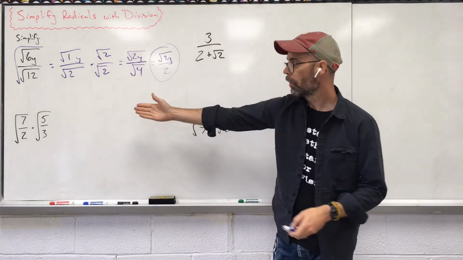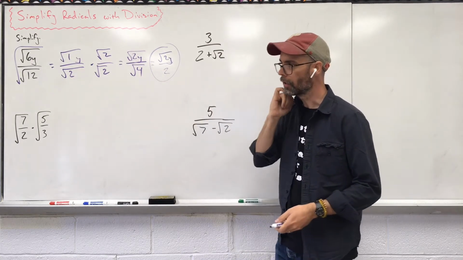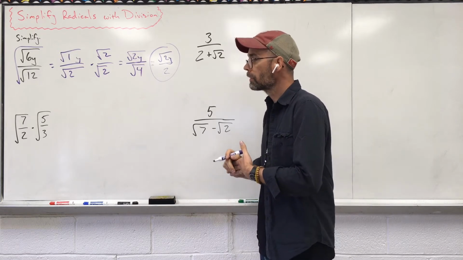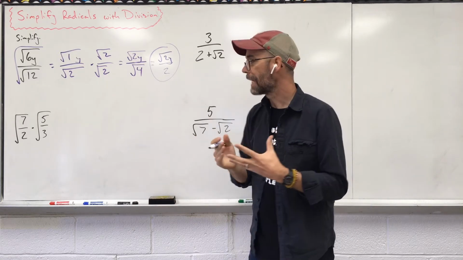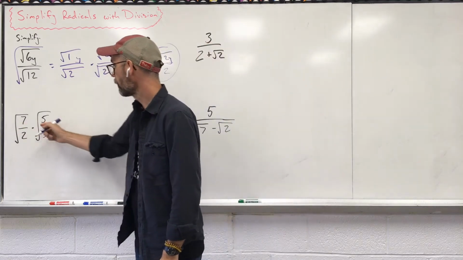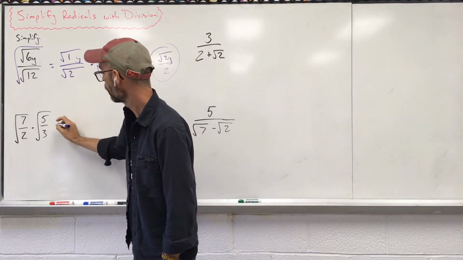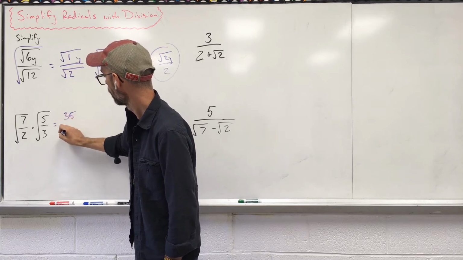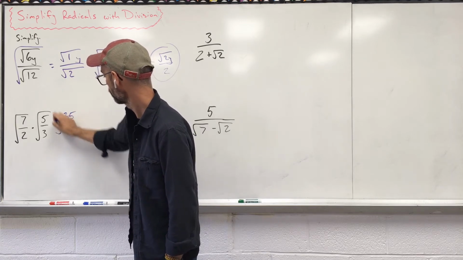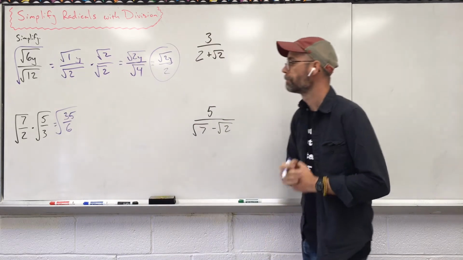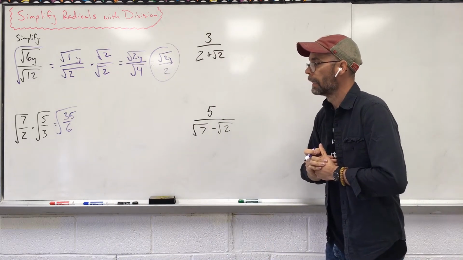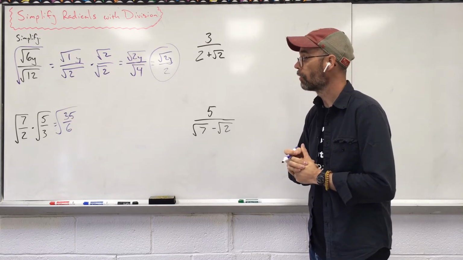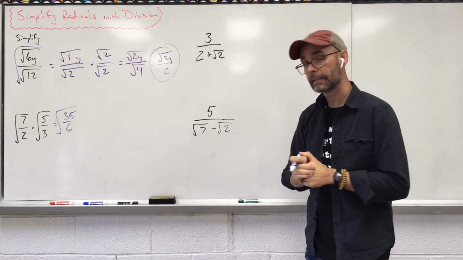Okay. What if we have a radical times a radical and fractions inside? So let's just put these numbers together. 7 and 5 gives us 35, and over 6. Now, we need to rationalize this. We're not allowed to have that 6. Let's get rid of it.